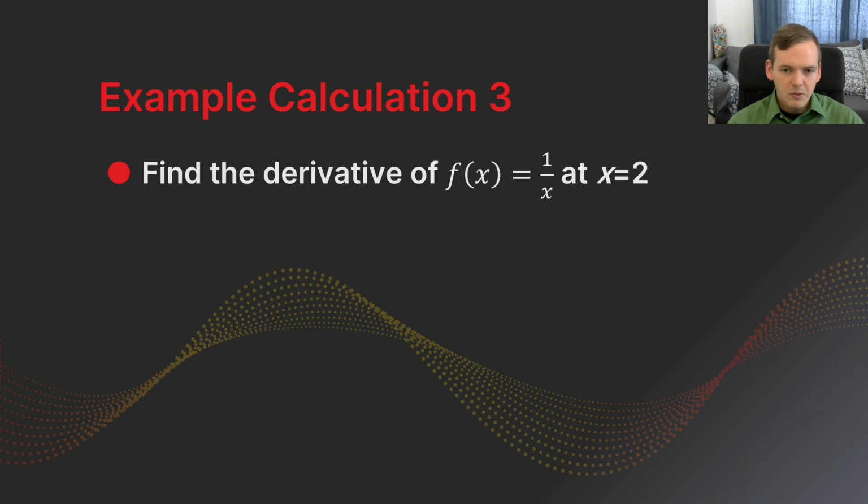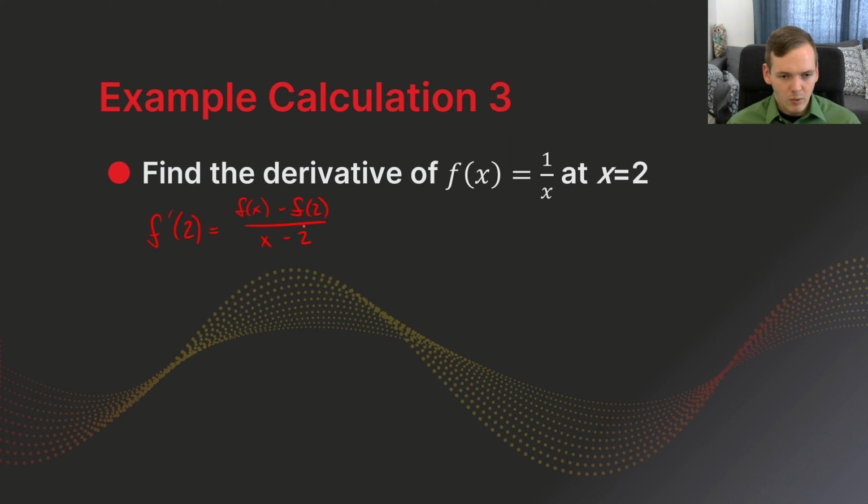Finally, I want to show you using the alternate form, which again we can only use if we're trying to calculate the derivative at a specific point. But in this case, we will find the derivative of 1 over x at x equals 2. So we start with the derivative, so f prime at x equals 2 can also be written as f of x minus f of 2 over x minus 2.